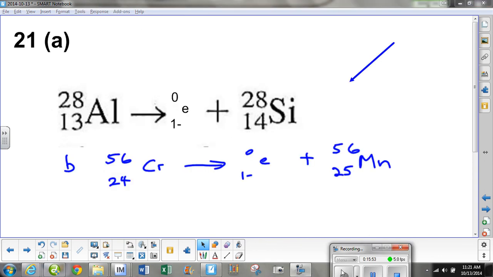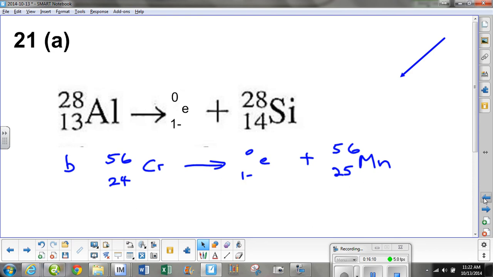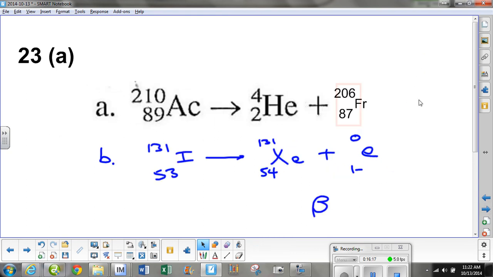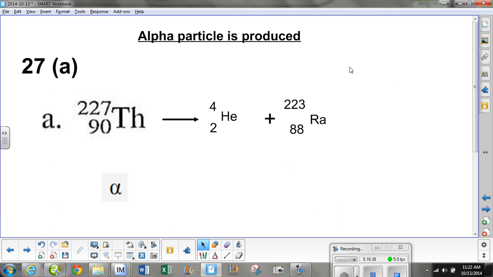What I did next in class is I had students complete these problems, so you can check these problems and see if you got 21A correct, and see if you got 21B correct. And for 23B, there we go. And for 25B, this guy down here, check that out. And then for 27B, you can check that one out. Oh, we didn't actually do that one.